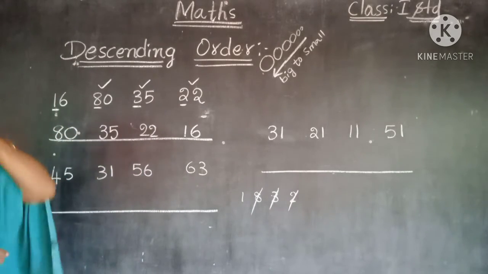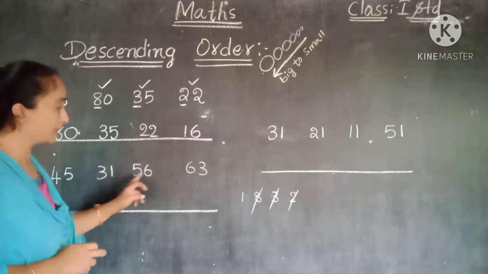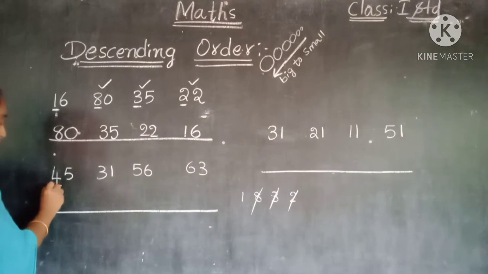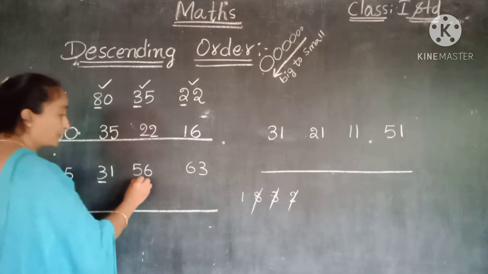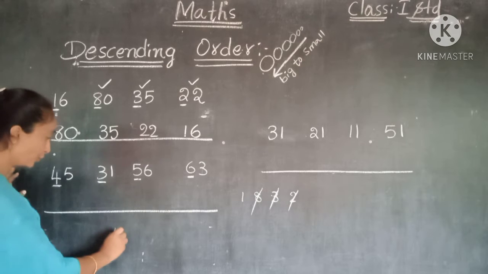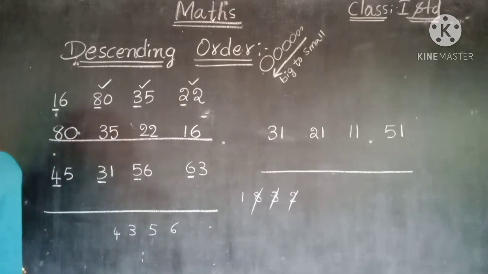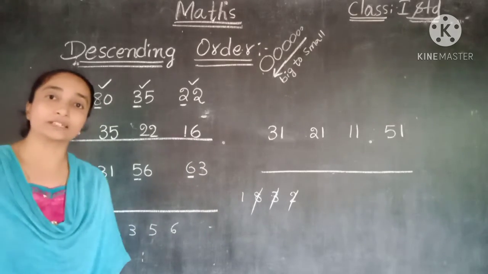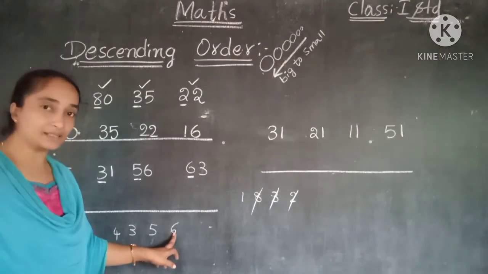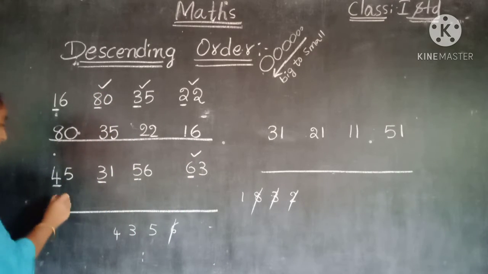Now let us see one more example, children. So 45, 31, 56, 63. Now let us see all the tens places. 4 tens, 3 tens, 5 tens, 6 tens. So all these are the tens places: 4, 3, 5 and 6. From these numbers we have to take the big number. So 4, 3, 5, 6, which is the big one? 6 is the big one. 6, 3, 63. So here we write 63.